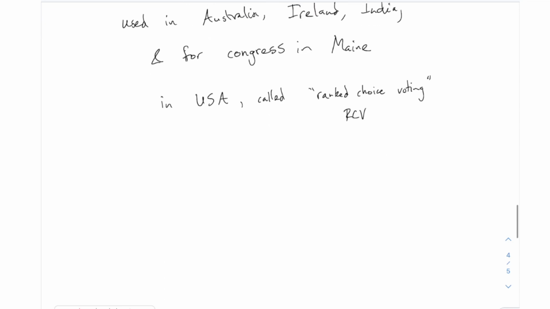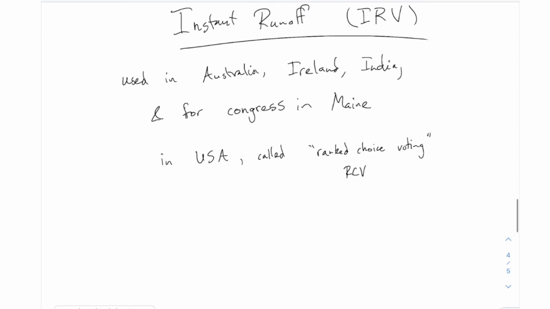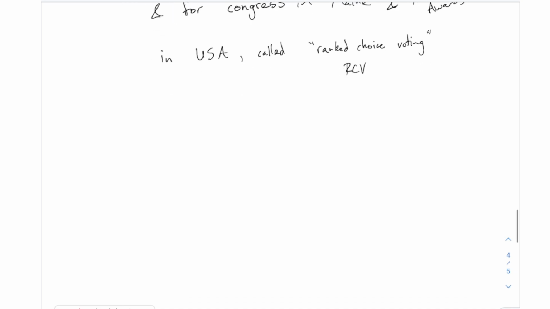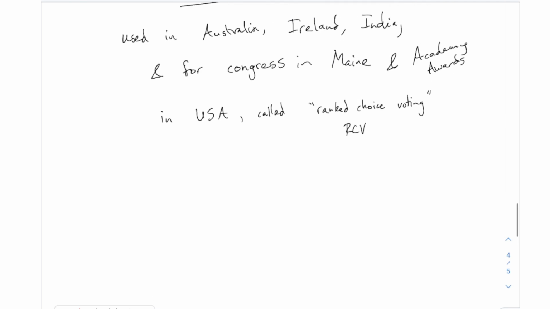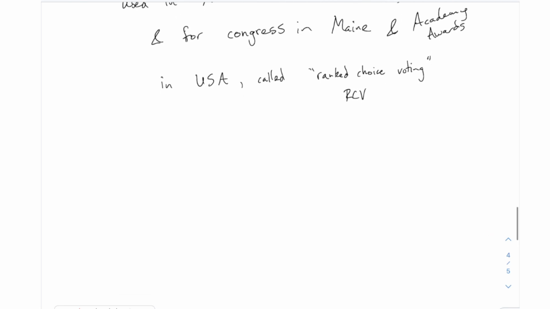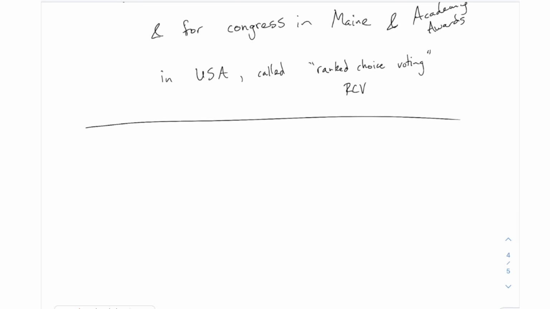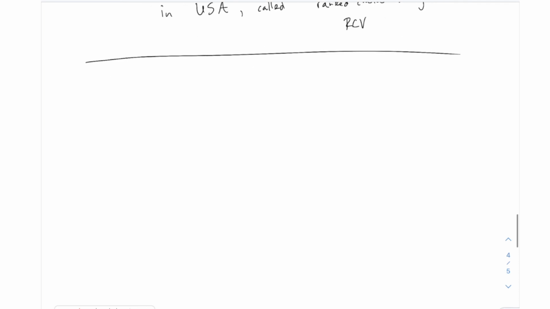Also, sorry, I had one more thing to say. Apparently the Academy Awards use this for best movie. When they're voting, they rank their choices, and then they figure out the winner using this method that we're talking about. So it is used in the real world in some contexts. In America, it's generally called ranked choice voting, but mathematicians don't like to call it that because other methods involve ranking choices.